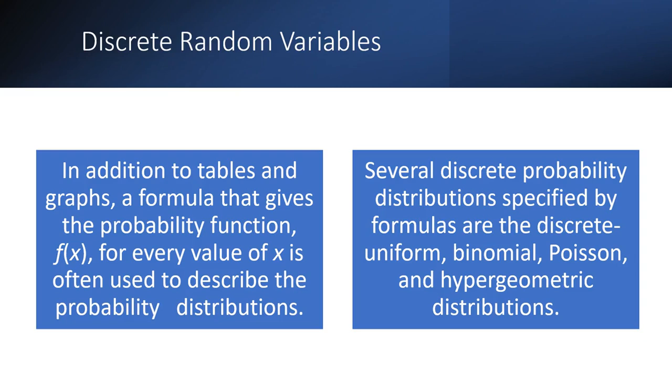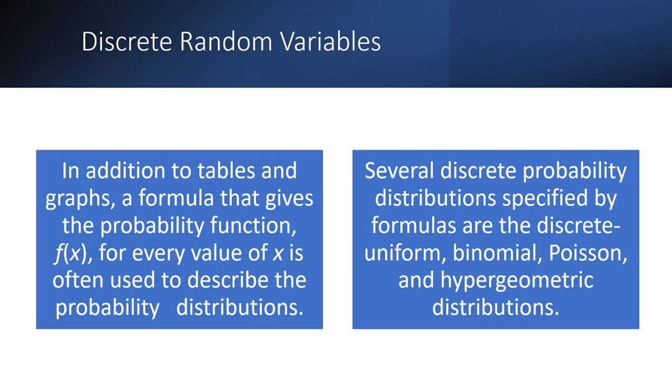So in addition to tables and graphs, we can have a probability function or a formula that we talked about using the f of x format. And so what this is saying is for every value of x, we have a formula that can compute what those x values can be within that range of the probability distribution.